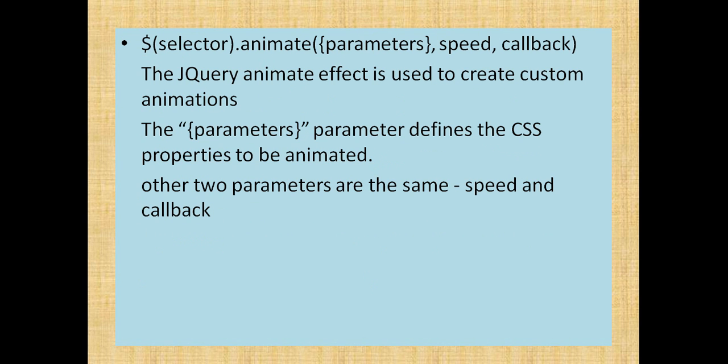The next effect that we'll study is the animate effect. The animate effect is used to create custom animations. The first parameter defines the CSS properties to be animated. The other two parameters are the same, speed and callback. With the animate effect, you can change the dimensions of an HTML element. Let's see how we do it.